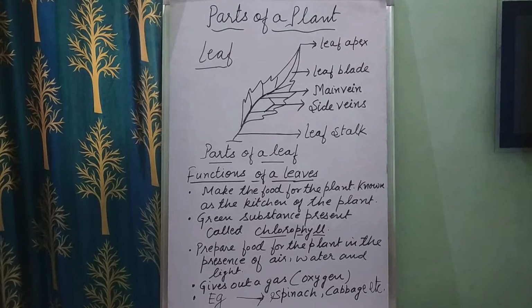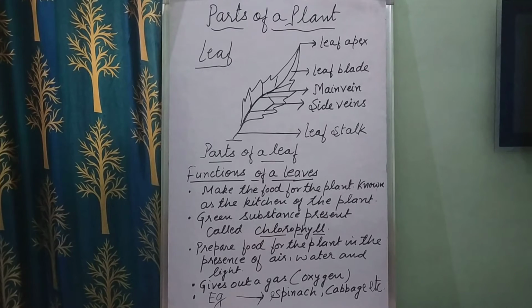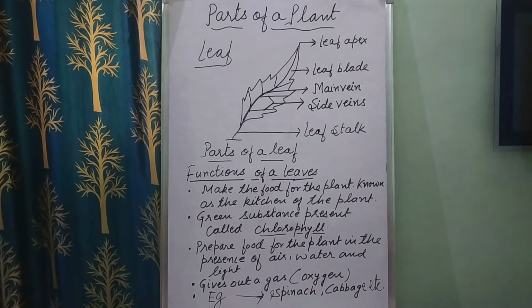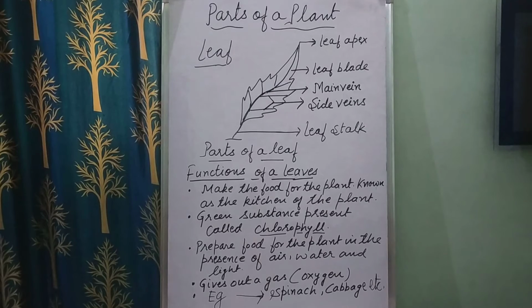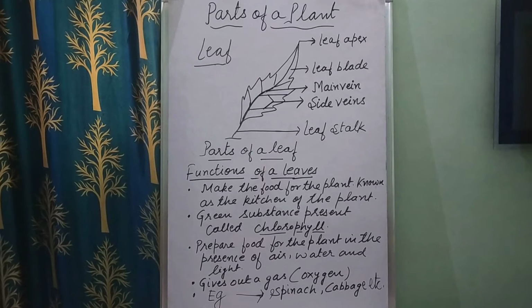And the leaf blade, the flat surface. The flat, green part of the leaf that traps sunlight during photosynthesis is called the leaf blade. Now the second, see children, the main vein. One line is running in between the leaf. Running through the middle of the leaf is a thin tube. This is called the main vein.